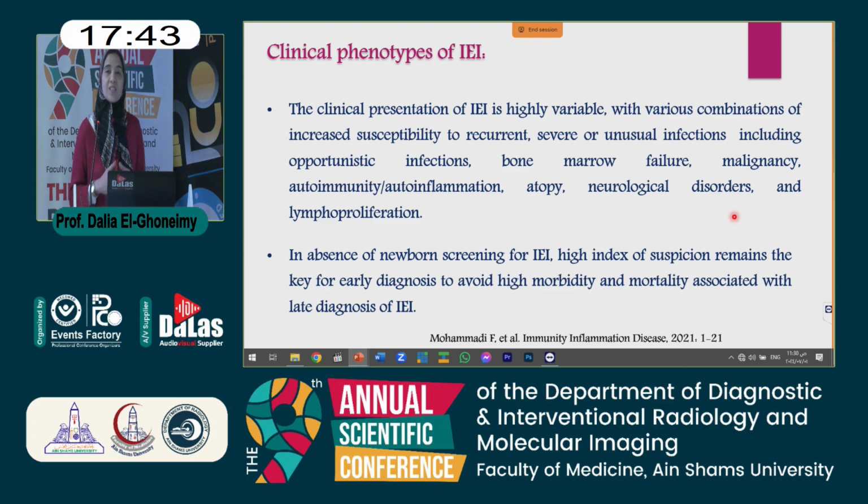of increased susceptibility to severe, unusual infection, including opportunistic infection, bone marrow failure, malignancy, autoimmunity, antibody-mediated, even though they are deficient, but they have some sort of autoreactive escaping B or T cells causing production of abnormal autoantibodies, or autoinflammation triggered by innate immune dysregulation, atopy, neurological disorders, and lymphoproliferation.